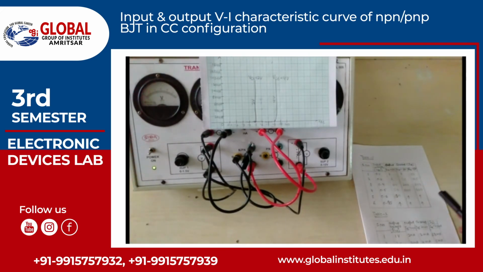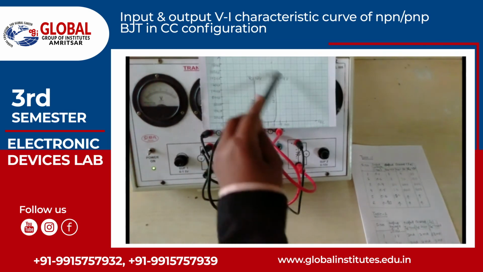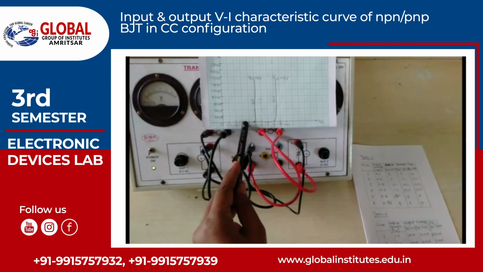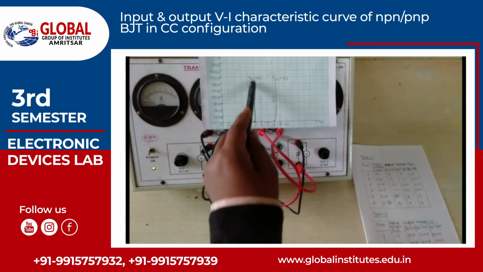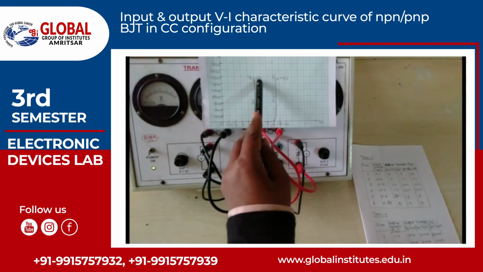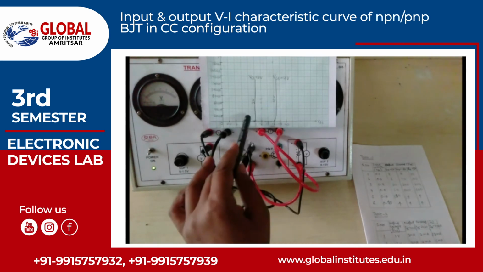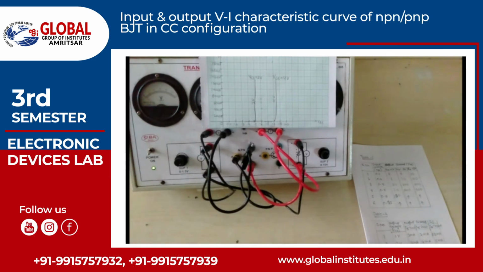According to the readings of the input characteristics, we have drawn the characteristics of the transistor in common collector configuration. Here you can see that transistor current sharply increases at VCE 2 volt and it also sharply increases at VCE 4 volt. This is the input characteristics of the transistor.